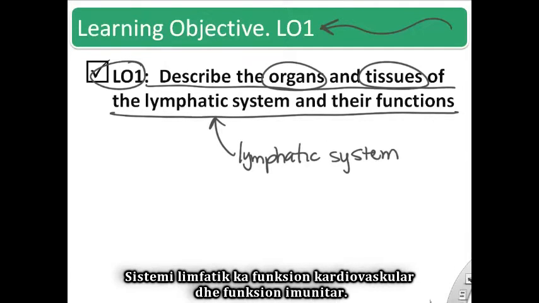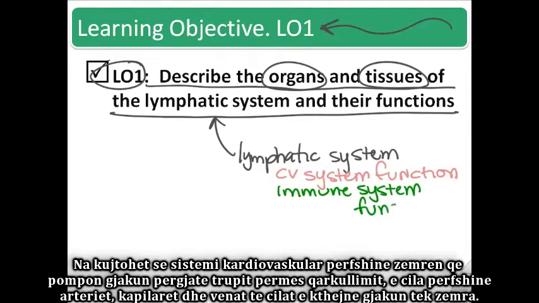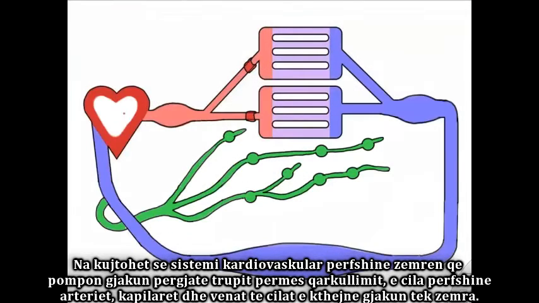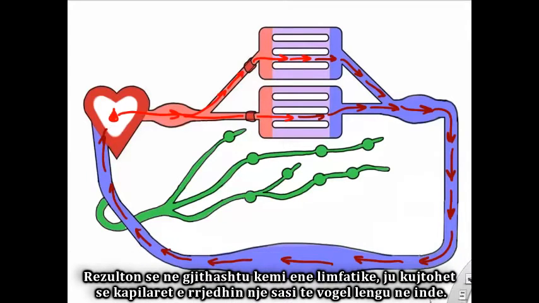The lymphatic system has cardiovascular function as well as immune function. So we remember that the cardiovascular system involves the heart pumping blood through our body through the circulation, which includes arteries, capillaries, and finally veins, which return the blood back to the heart. Well, it turns out that we also have lymphatic vessels, and you remember that the capillaries leak a tiny amount of fluid into our tissues.